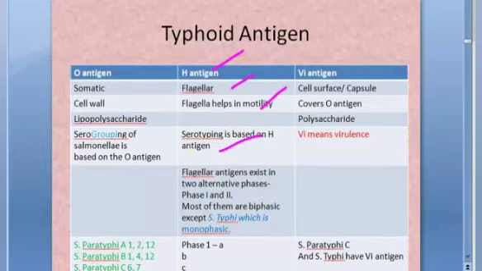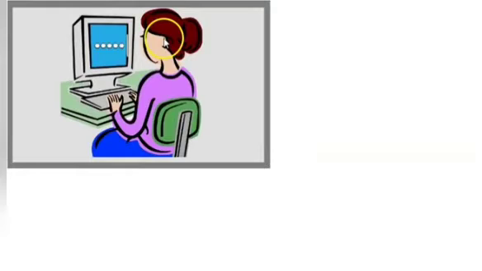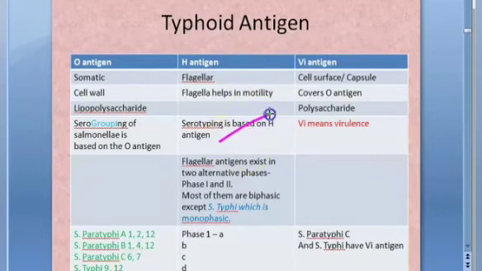Guys, wake up. How is it going so far? Is it too much to understand? What and all we looked at now? We looked at VI antigen and O antigen. Now, we are looking at H antigen based on which the serotyping is done, okay?